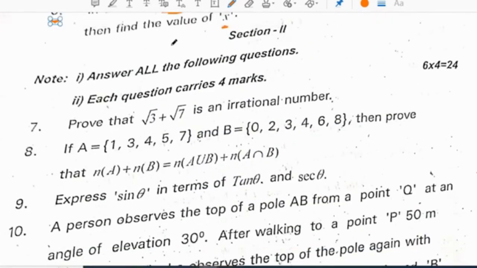We'll see section 2, first question, which is 7. Prove that root 3 plus root 7 is an irrational number. To prove root 3 plus root 7 is irrational, we have to assume root 3 plus root 7 as rational. So rational number means which is in the form of a by b. So root 3 plus root 7 is a by b. Obviously root 7 is equal to a by b minus root 3. Root 3 goes to the other side, will become minus root 3.